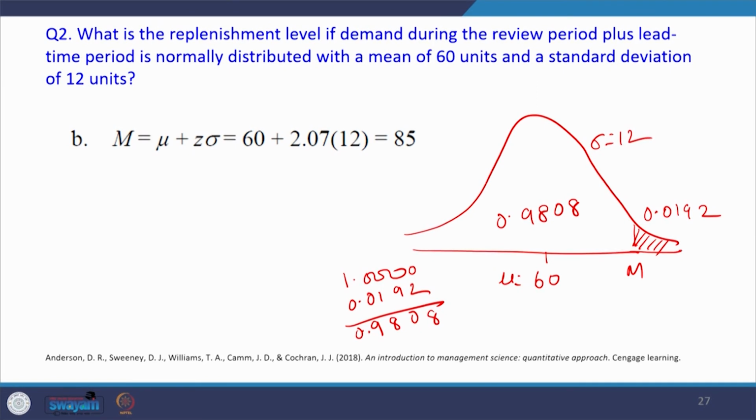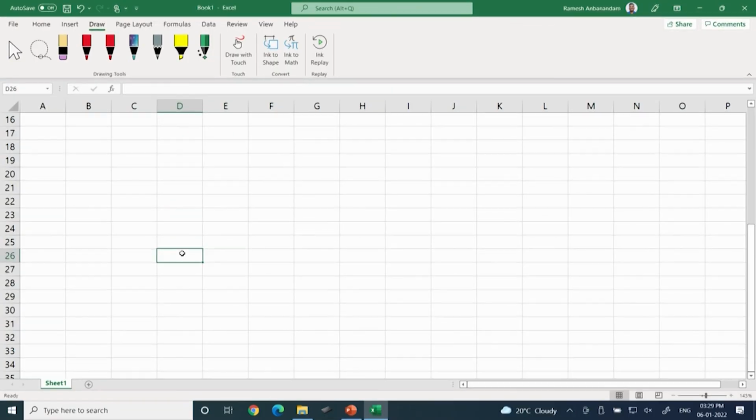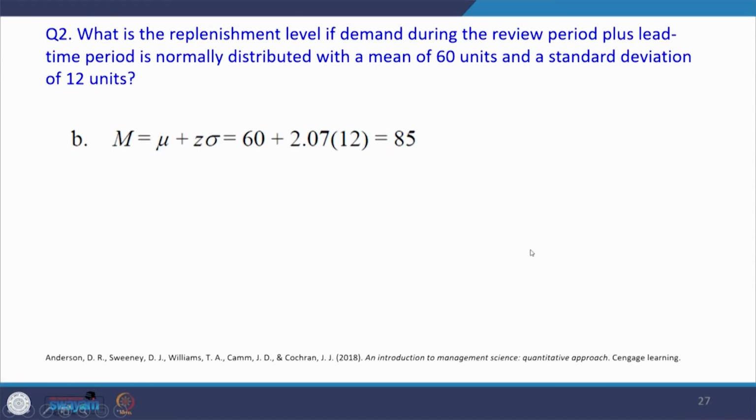So, this I will explain with the help of Excel. So, equal to NORM.INV, 0.9808, mean is 60, standard deviation is 12. So, we are getting the replenishment level is 85. The replenishment level is 85.